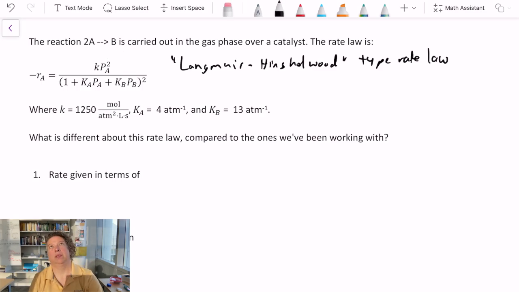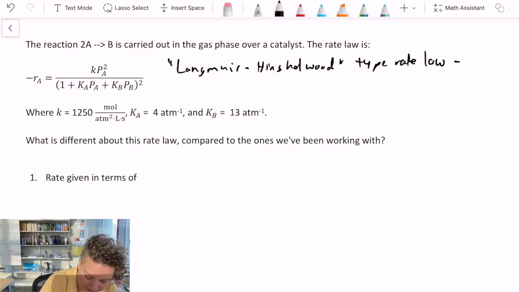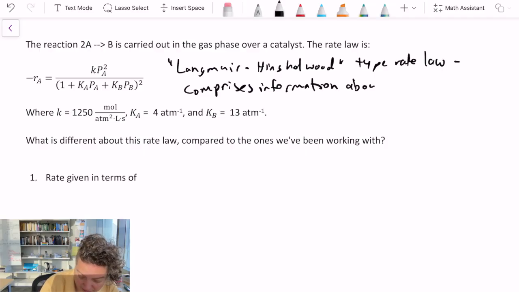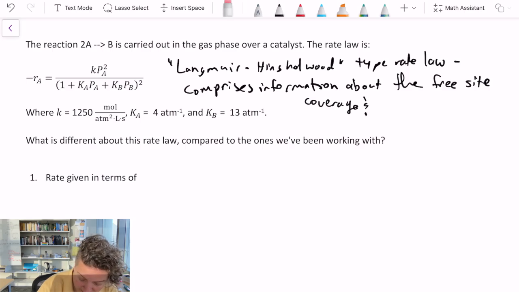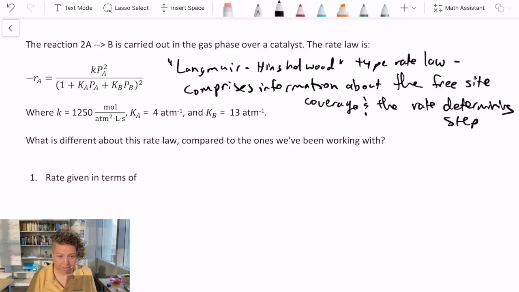I'm not going to show the rate determining step piece here. We're going to talk about that in a later lecture where we go into the rate determining step method in detail, but I am going to show how this denominator term comes into play. So the Langmuir-Hinshelwood type rate law comprises information about the free site coverage and the rate determining step. So those are both embedded there.